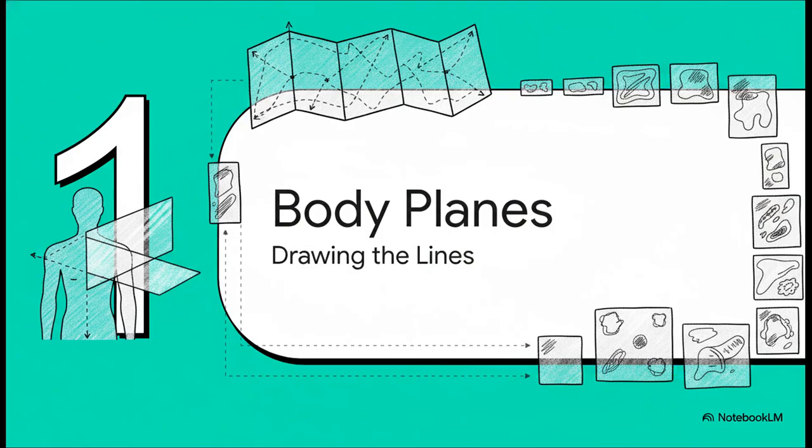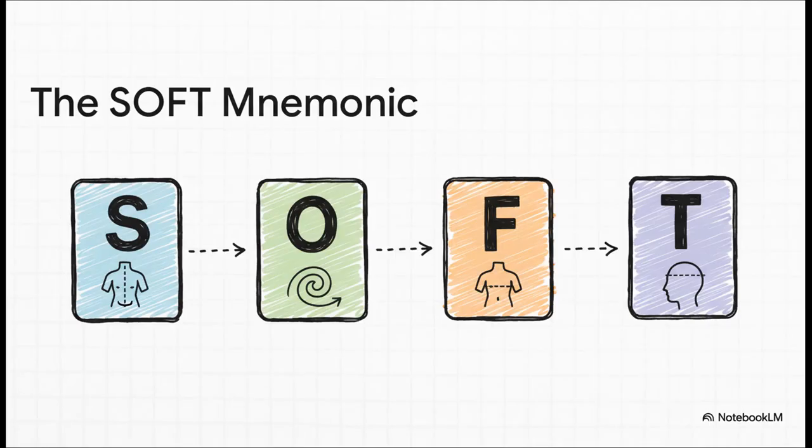To really understand something three-dimensional like a human body, we have to imagine slicing right through it, almost like with a perfectly flat sheet of glass. And these imaginary slices? They're called body planes. And lucky for us, there's a really easy way to remember the four main planes. You just have to think of the word SOFT. That stands for sagittal, oblique, frontal, and transverse.